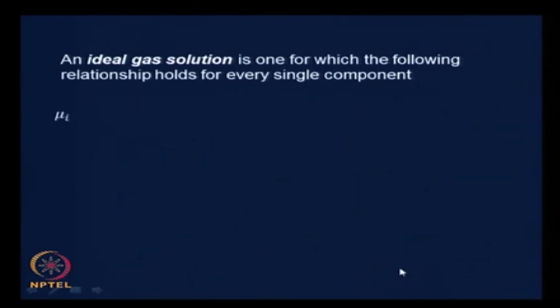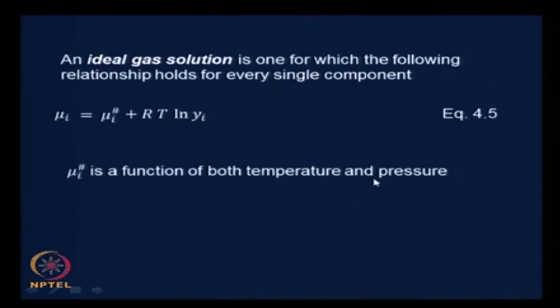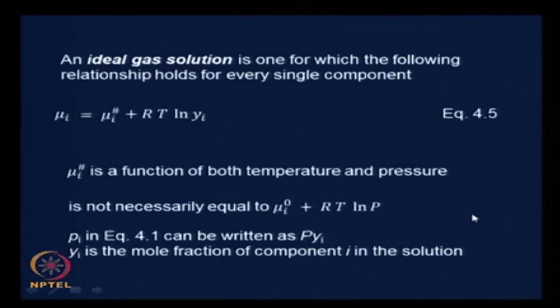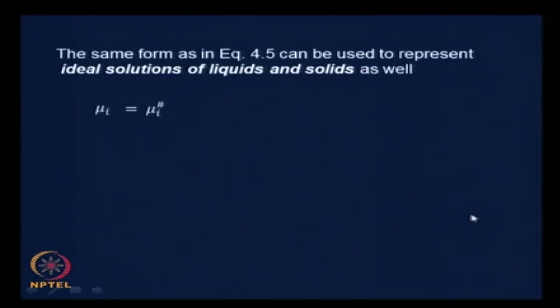For the ideal gas solution, the formulation that we had used is mu i equals mu i hash plus RT ln yi. The important thing is that mu i hash is a function of both temperature and pressure, and here we have a convenient formulation in terms of the mole fraction: mu i equals mu i hash plus RT ln yi, and this is for an ideal gas solution. For the ideal solutions of liquids and solids, we use xi as the mole fraction of the component i in the liquid or the solid solution.